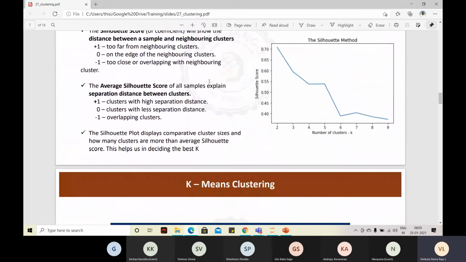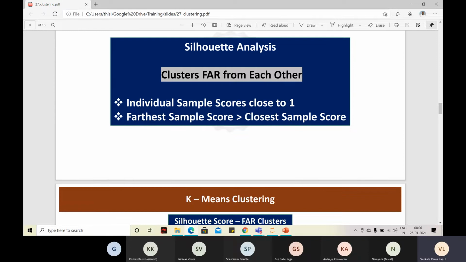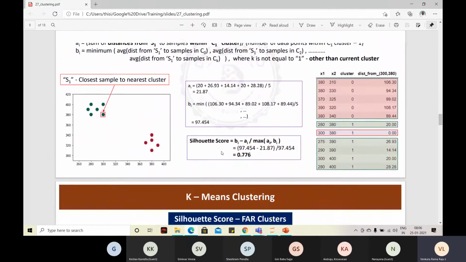So we'll try to see one example for each. Silhouette analysis, clusters far from each other. Individual sample scores are close to 1. Farthest sample score greater than closest sample score. I'll talk about this in a moment. This is going to be true in this kind of scenario.